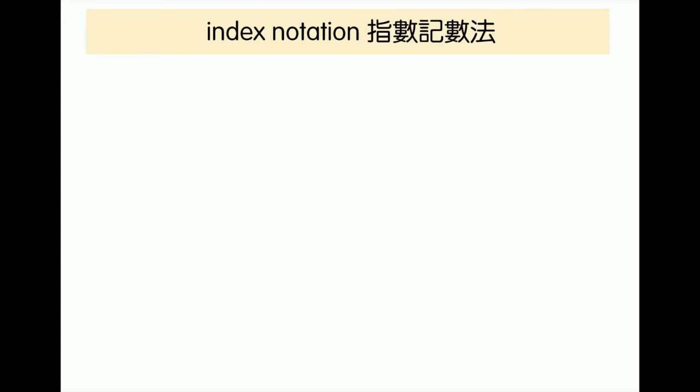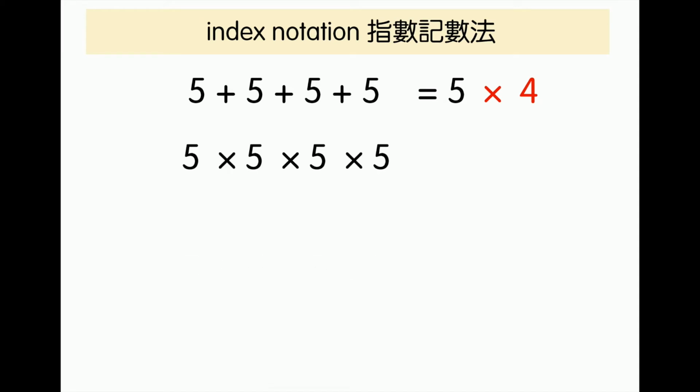Now we need to learn something called index notation. What is index notation? When we were kids and we needed to calculate 5 plus 5 plus 5 plus 5, we could easily write it as 5 times 4. Then what about 5 times 5 times 5 times 5, multiplied by itself 4 times?